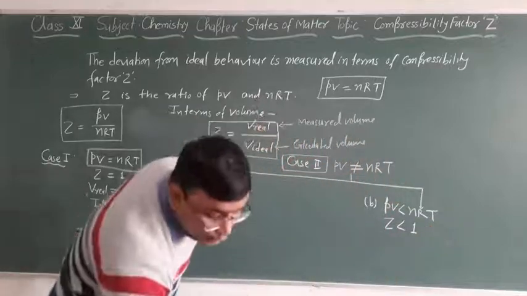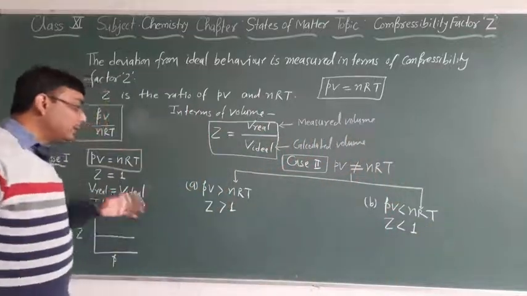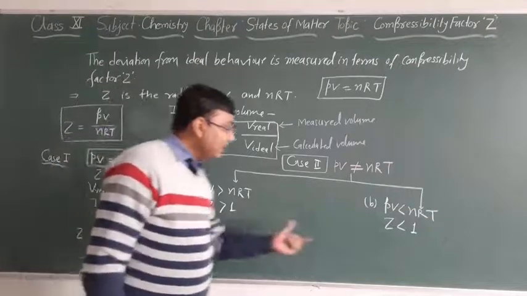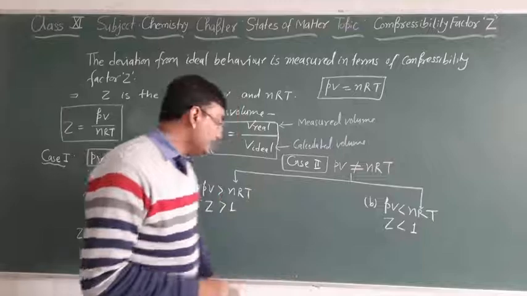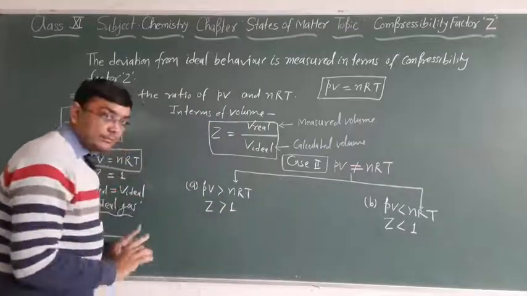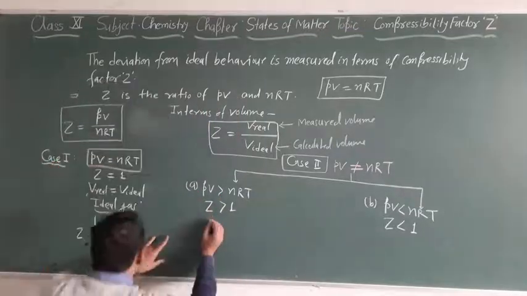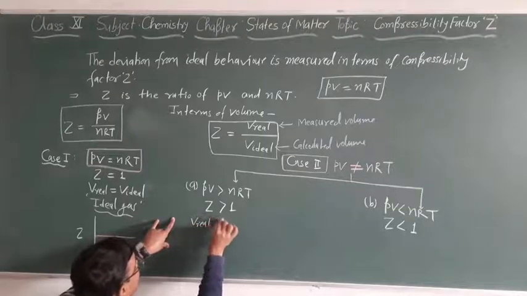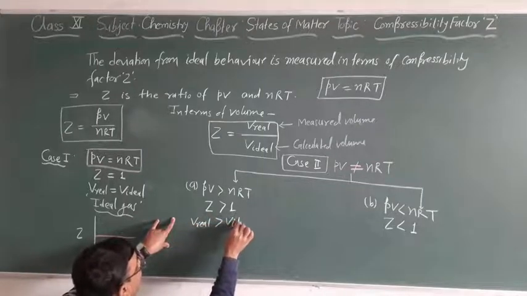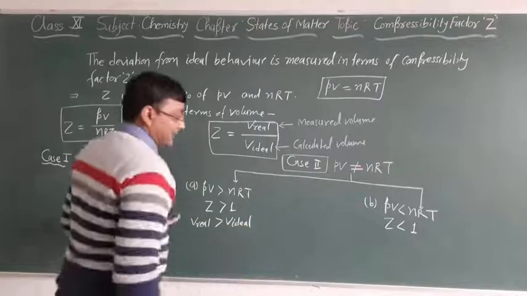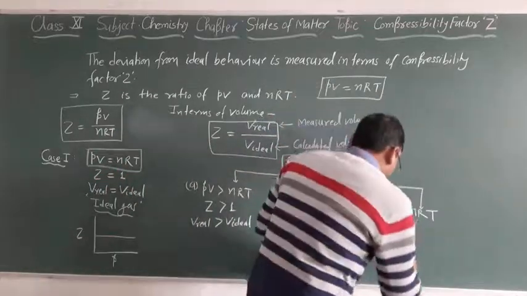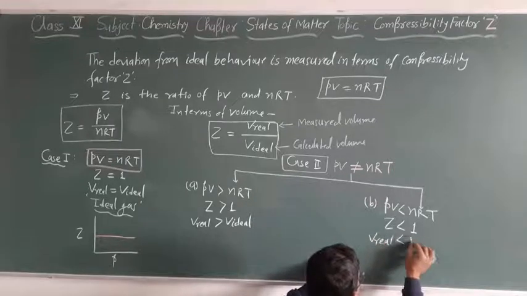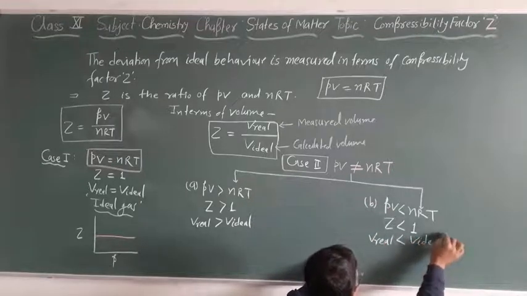So with reference to 1, we got 3 cases in total: Z is equal to 1, Z is greater than 1, and Z is less than 1. Z is greater than 1 means what? V real is greater than V ideal. Z is less than 1 means what? V real is less than V ideal.